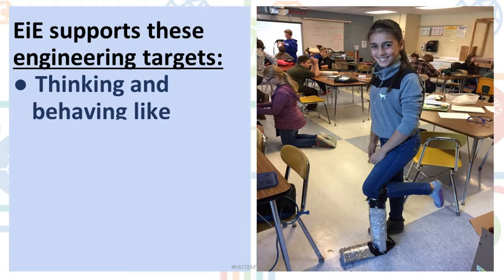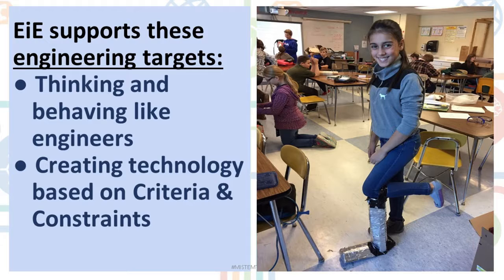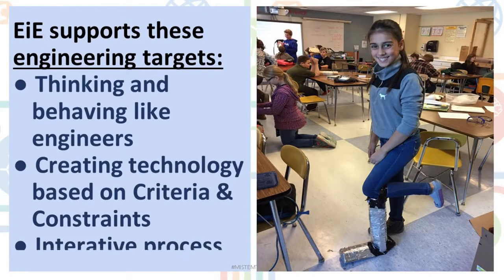In conclusion, Engineering is Elementary supports these 3 engineering targets. Number 1, thinking and behaving like engineers. All the students go through the same thought dispositions and behaviors as engineers in the field. Number 2, creating technology based on criteria and constraints. All the students are involved in creating a technology. They have to see the target that would show that they are successful, that's their criteria, and then be aware of the constraints, their limitations, such as time or materials. And the last one, that the students will engage in the iterative process, the process of continuous improvement.